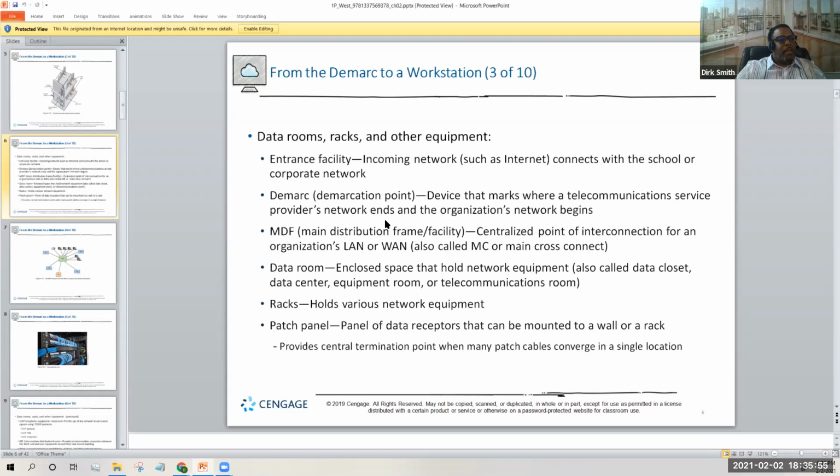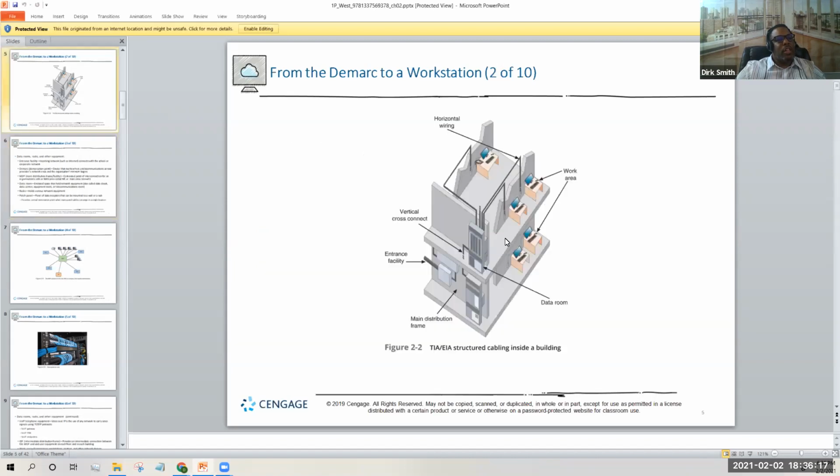The demarcation point is the device where the telecommunications service provider network ends and the organization network begins. The MDF, main distribution frame facility, is a centralized point where the interconnections from the organization, the LAN, and the WAN take place. Then you have data rooms, racks, and patch panels, and you will see all of that in here.